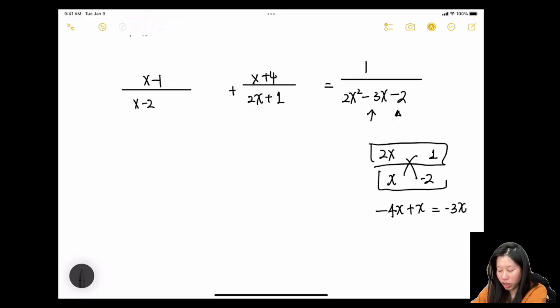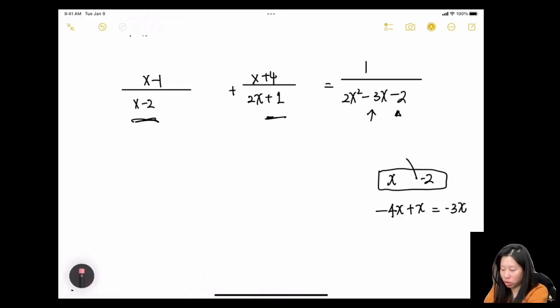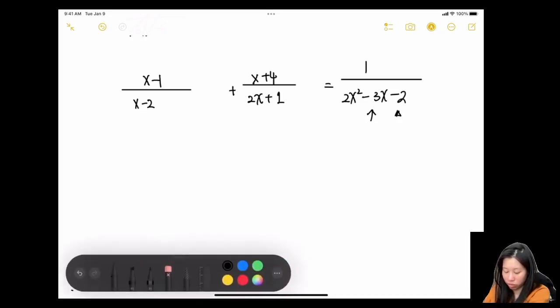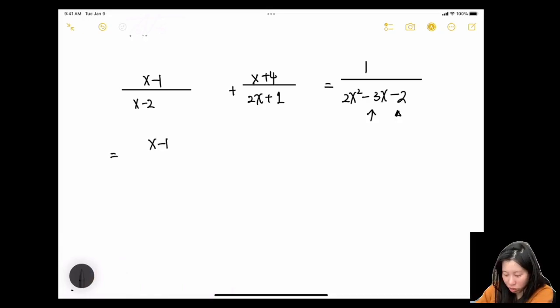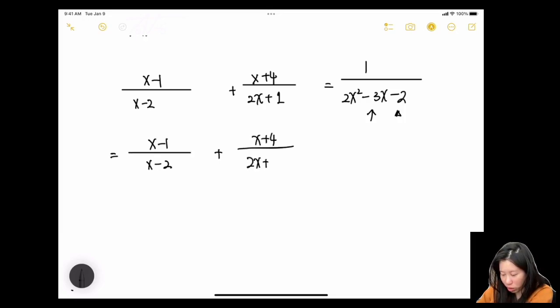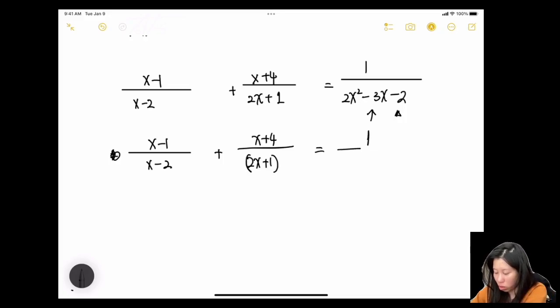2x plus 1, and then x minus 2. Whoa, this is nice. They're the same as this one. So I told you, always factor it first. Okay, so we will write the formula as x minus 1 over x minus 2 plus x plus 4 over 2x plus 1 equal, oh, there's no equal sign here, 1 over, we factor it, we have 2x plus 1 and then x minus 2.